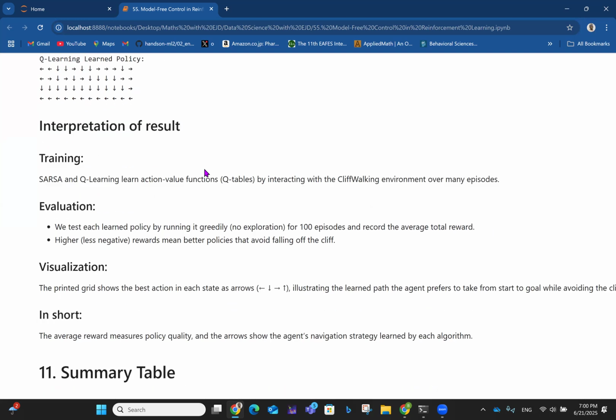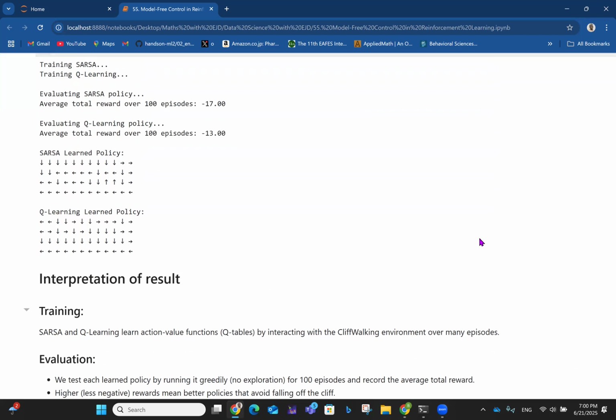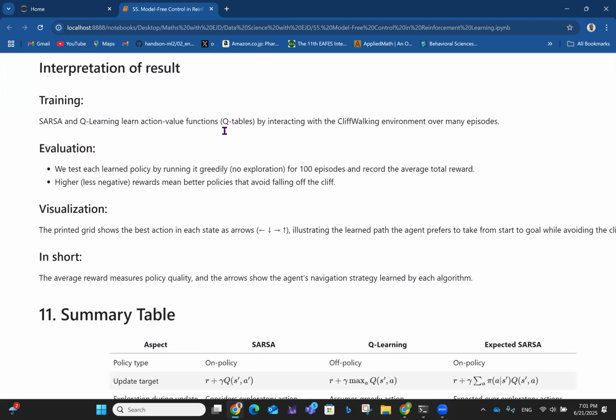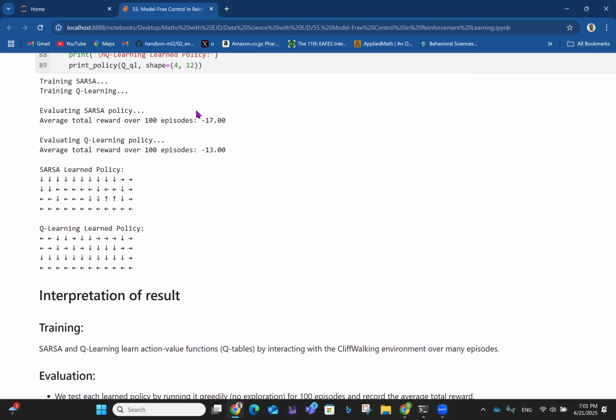So, interpretation of the results. SARSA and Q learning learn action value functions, Q tables, by interacting with the CliffWalking environment over many episodes. For evaluation, we test each learned policy by running it greedily, with no exploration, for 100 episodes, and record the average total reward, just like we've seen: minus 17 and minus 13 for the policies. Less negative rewards mean better policies that avoid falling off the cliff. So the less negative, the better.